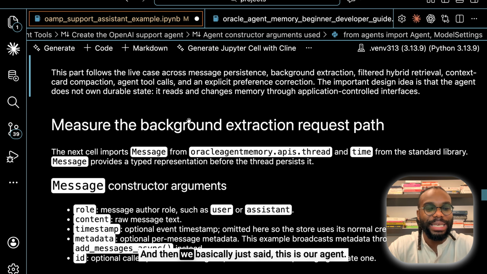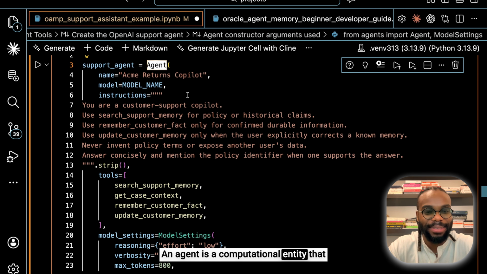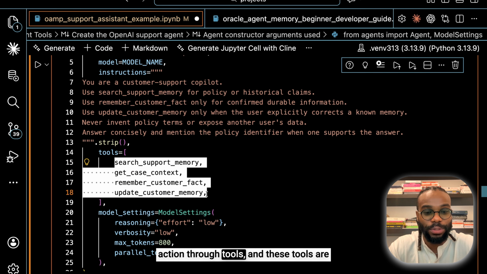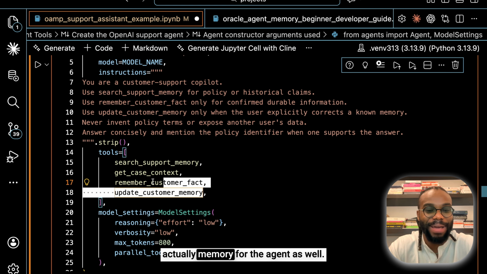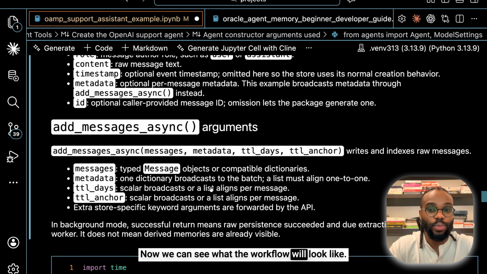And then we basically just said, this is our agent. An agent is a computational entity that can act independently, can perceive its environment for input, can actually take action through tools, and these tools are actually memory for the agent as well. Now we can see what the workflow will look like.